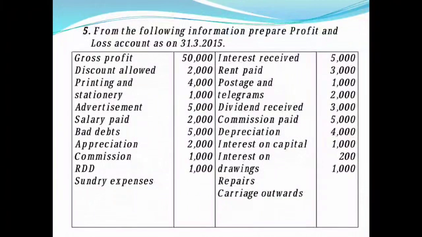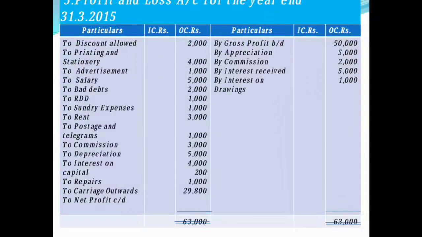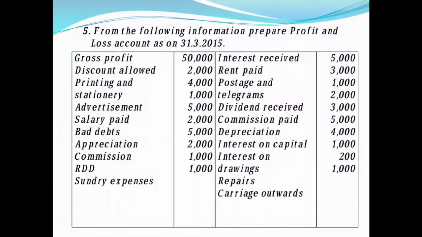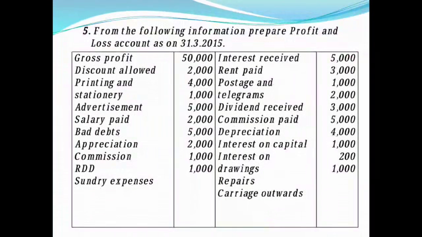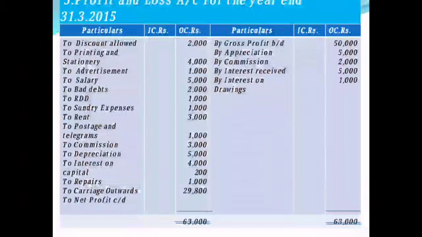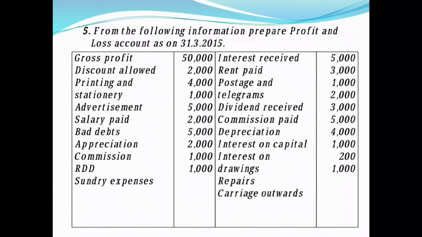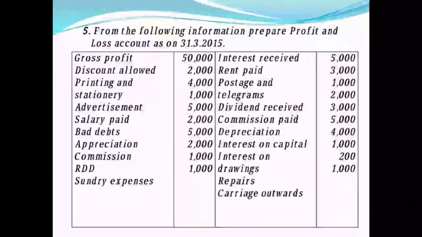So to bad debts rupees 2,000 you have. Then provision you have. Appreciation rupees 5,000. Appreciation means income, so you're going to record it on the credit side: by appreciation rupees 5,000. Then next you have commission rupees 1,000. See here, we have two commissions. One is given only as commission, and one more, this side, you have commission paid, means what is received. Commission received we have, so you're going to credit it: on the credit side you record by commission rupees 2,000.